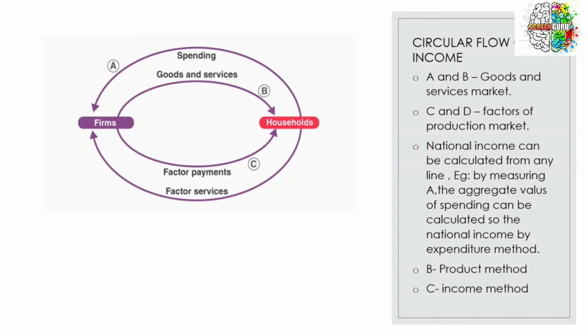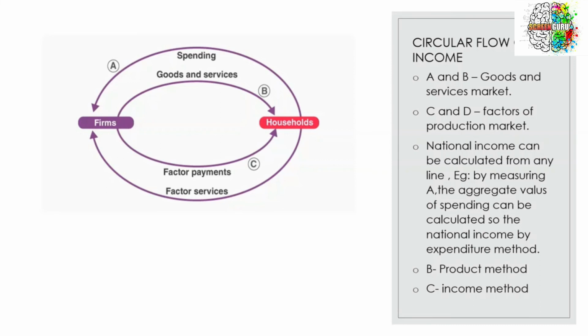So if you are calculating national income accounting using the line A, or spending, that method of calculating national income is called the expenditure method. And if you are calculating national income accounting by using the product method, or by tracing the path B, it means only one thing. It means that you are using the product method. What is the product method? The product method is the sum total of all the goods and services produced times the cost of the goods and services.